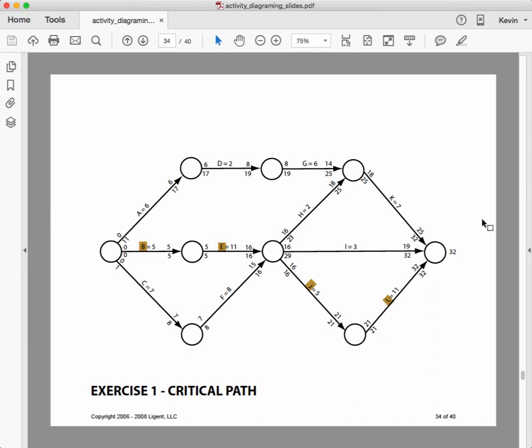And if you want to know the critical path, the one that adds up to the 32 days, it's BEJL, and BEJL is the critical path. It's the longest path through the network. It adds up to 32, and 32 days is the shortest number of days in which we can complete the project.